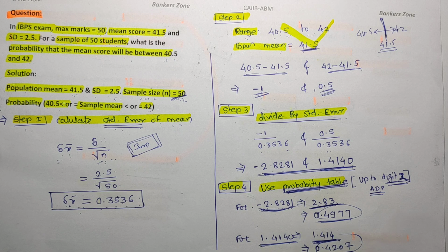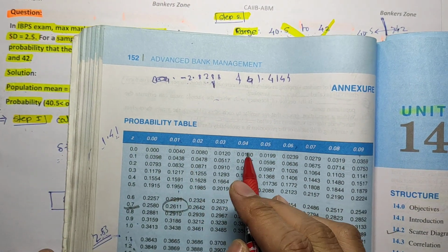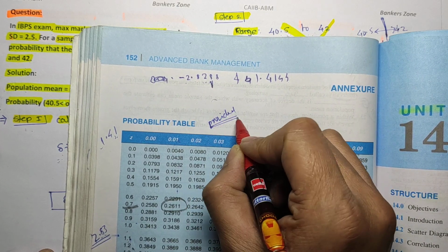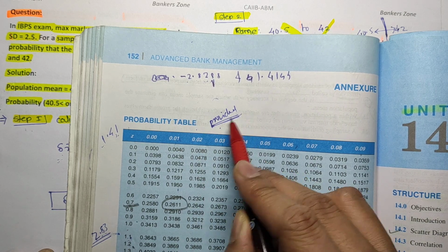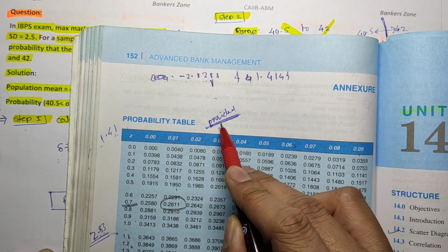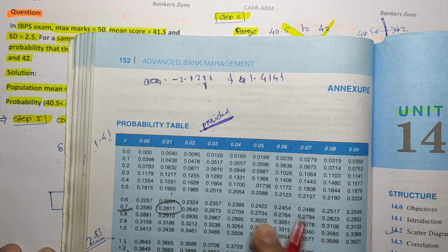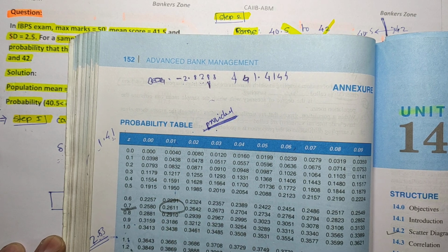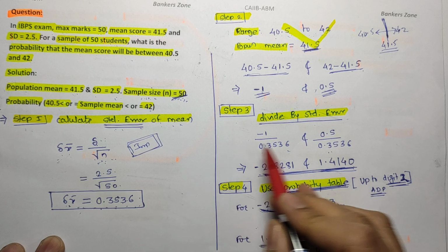So friends, remember, in the exam that table will be provided to you. You don't need to carry the probability table. They will give you the z values on screen. So don't worry about that. In the exam they will provide the probability table on screen. When they ask the question, in the question itself you will get the probability table.